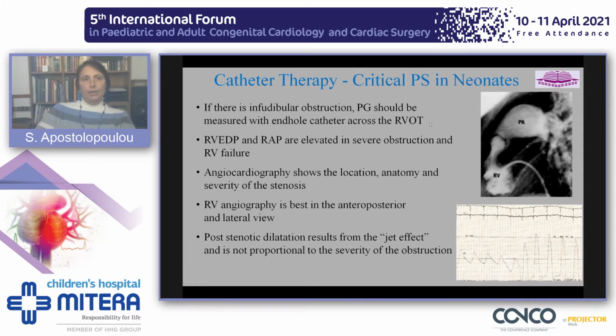The pressure gradient should be measured with an end-hole catheter across the RVOT, so we can hopefully discern how much of the stenosis is due to the pulmonary valve itself, how much is subpulmonary. It doesn't really change that we have to do a balloon, but it's helpful information. Obviously, RVDP and RA pressure are elevated in severe obstruction when the RV is failing.